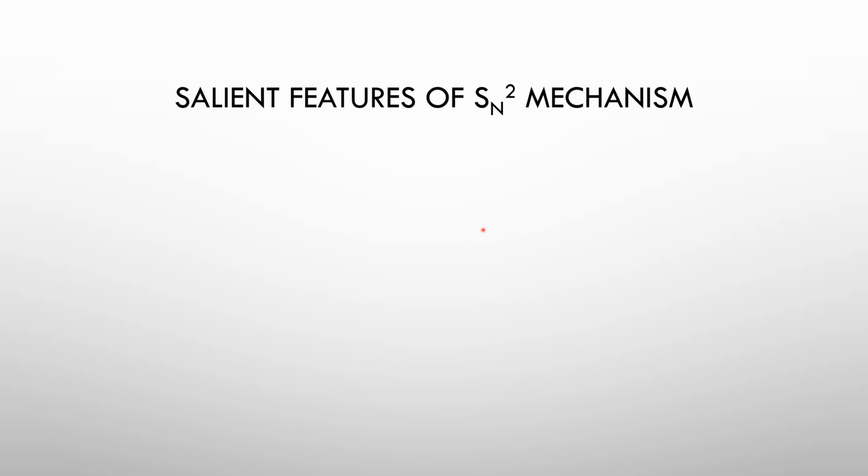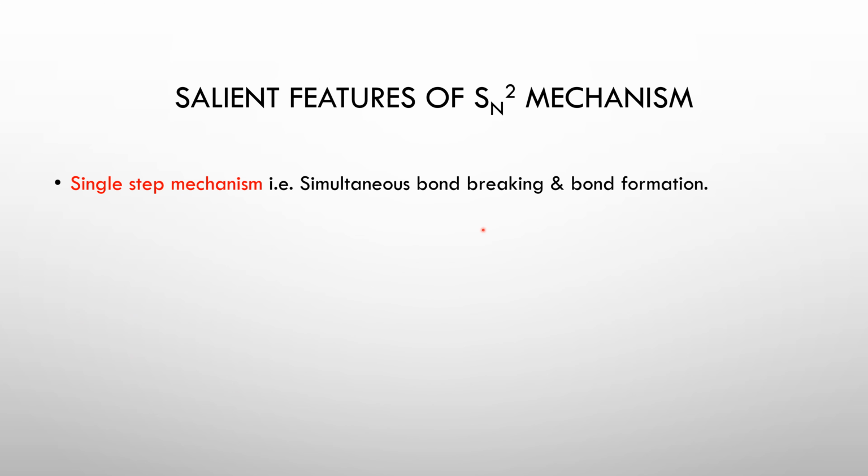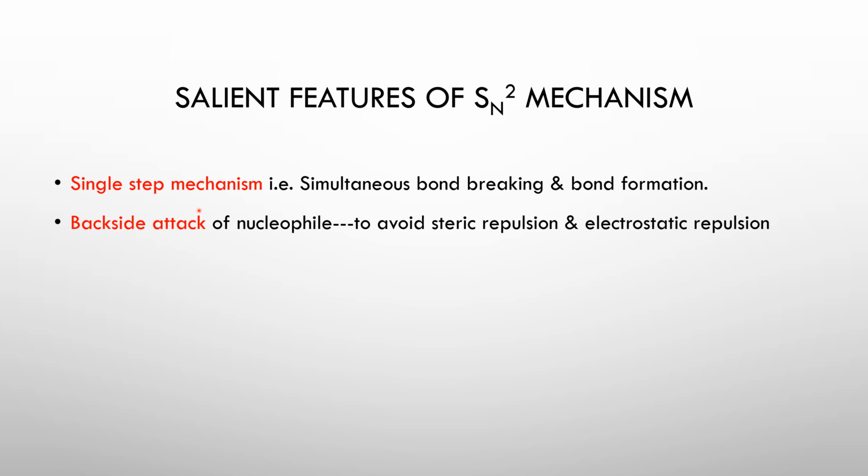Salient features of the SN2 mechanism. So what are the peculiarities of this SN2 mechanism? It is a single step mechanism. That means simultaneous bond breaking and bond formation takes place in this single step. This we have studied with the help of an example. Then backside attack of the nucleophile is observed in this reaction. Backside attack means attack of the nucleophile from the side opposite to the halogen atom.